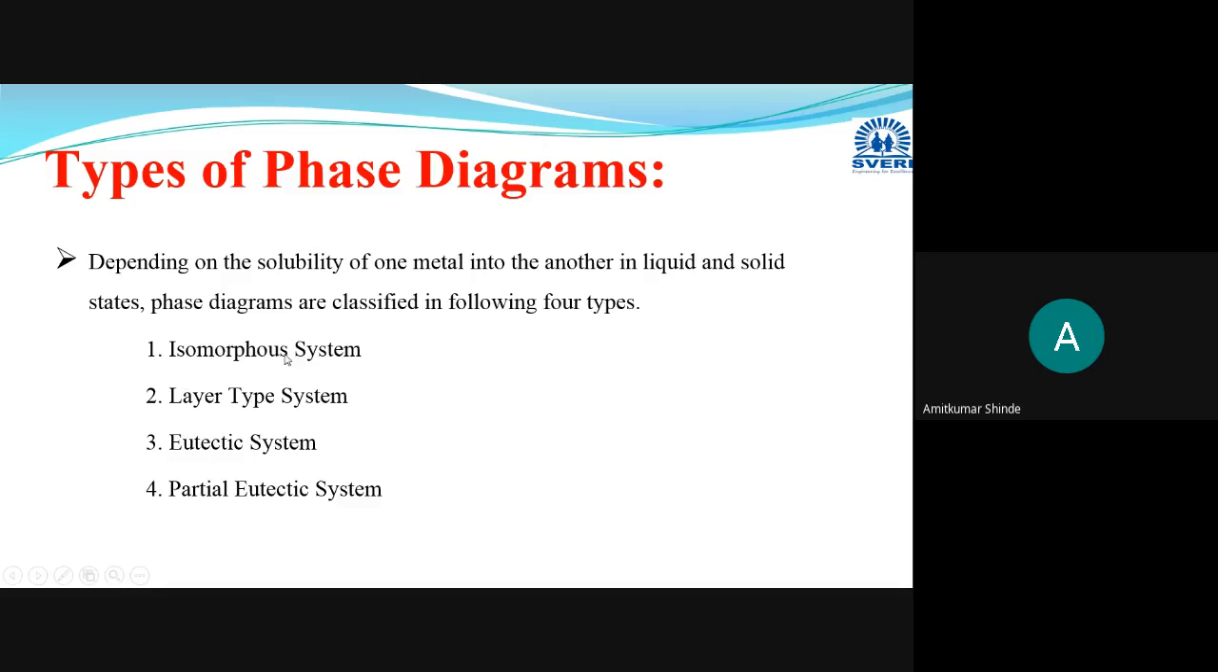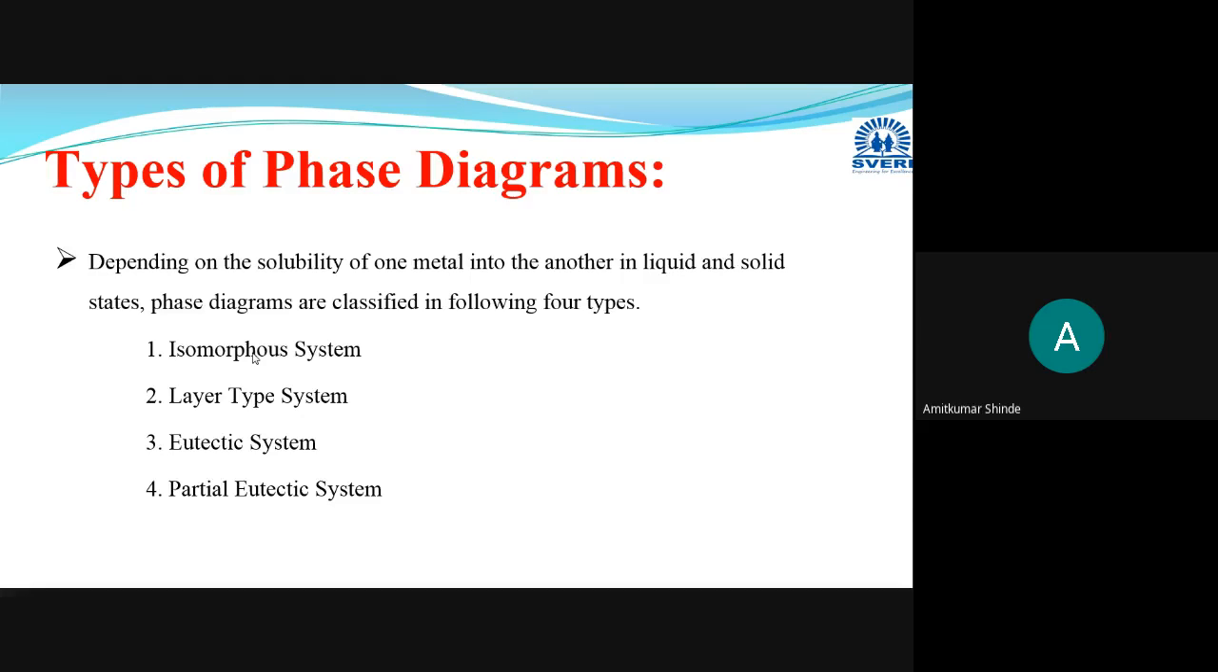I will explain the first type, the isomorphous system. In the isomorphous system, both metals are soluble in each other in the liquid state as well as in the solid state. I will repeat it again: the system in which both metals are completely soluble in each other in the solid state as well as in the liquid state will be termed the isomorphous system.